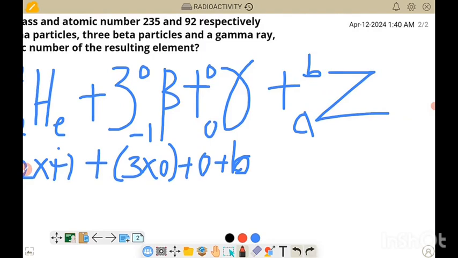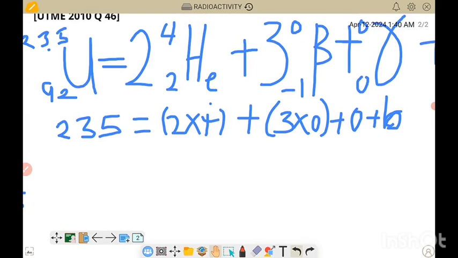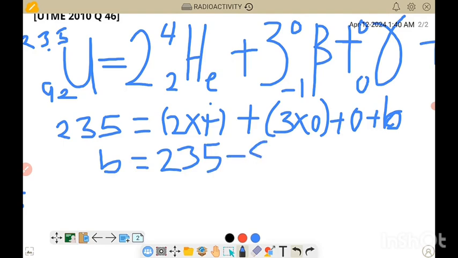Okay, and with this, you can easily say B will be equal to 235 minus 8, and that will be equal to 227. So it means the mass number of the element formed is 227.